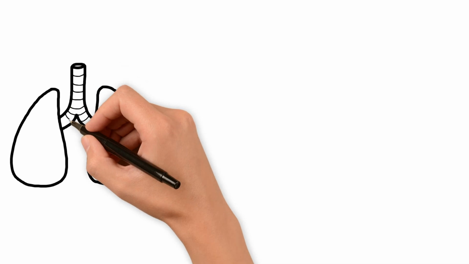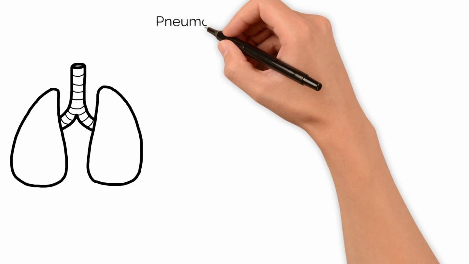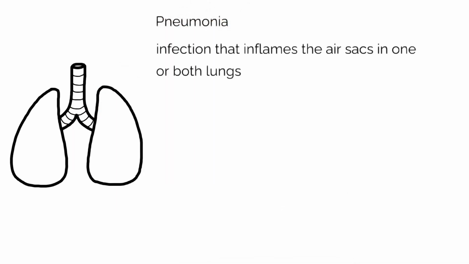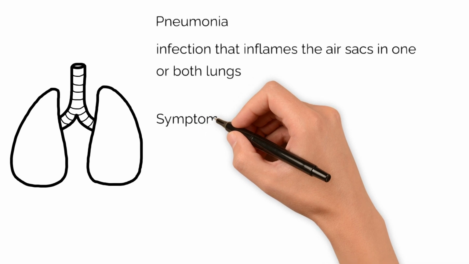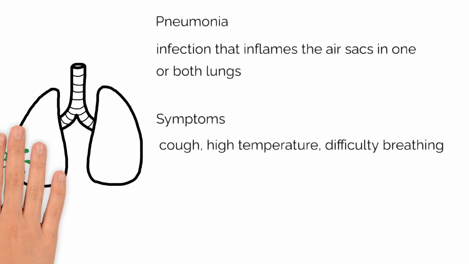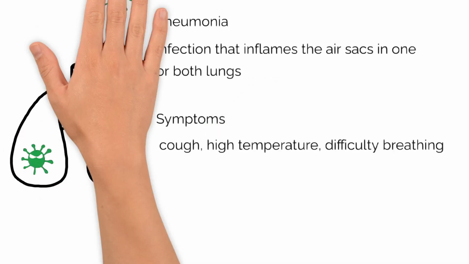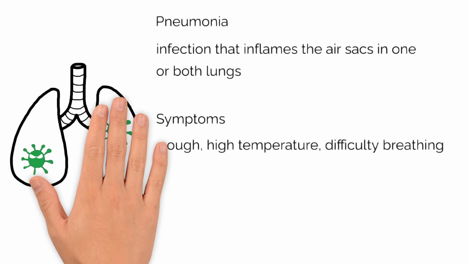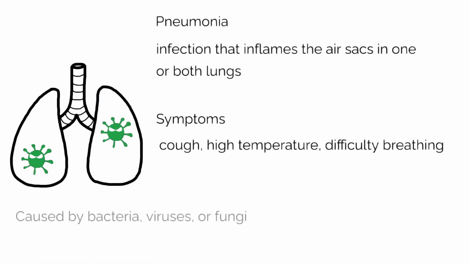Pneumonia is an infection that inflames the air sacs in one or both lungs. Symptoms include a cough, high temperature, and difficulty breathing. Causes can include bacteria, viruses, or fungi.